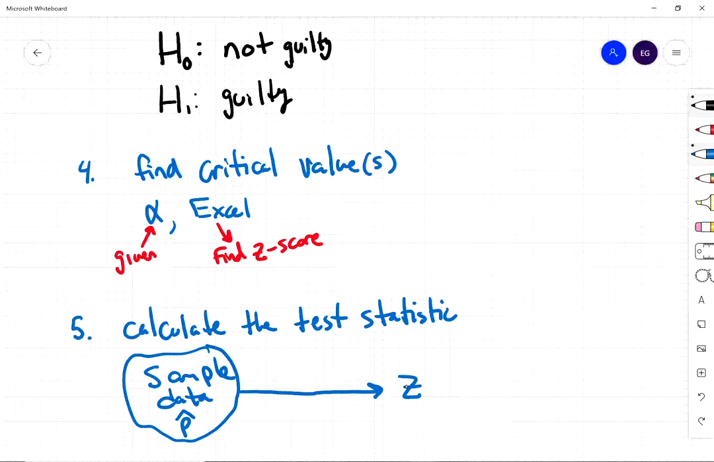And the way we do that is we use the formula z is equal to p hat minus p divided by the standard error of the proportion, which we talked about in chapter 6, which is the square root of p times q divided by n. All right, so we'll use that formula to calculate the z-score. So now we'll have two z-scores. We'll have the critical value z-score, and we'll have the test statistic z-score.